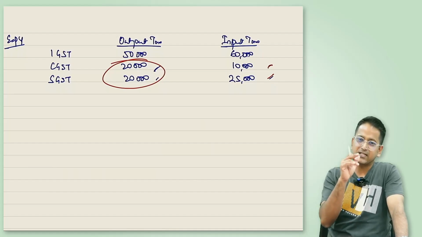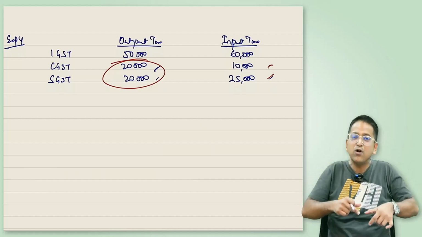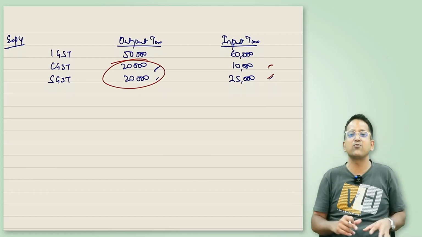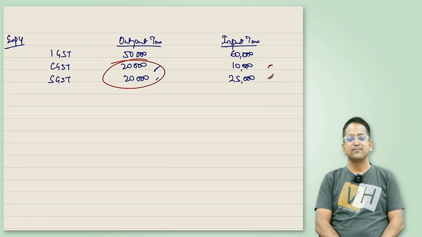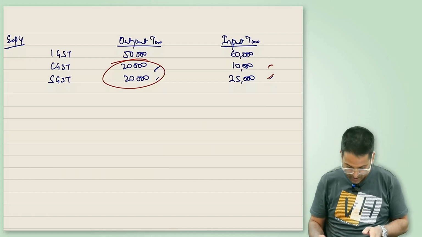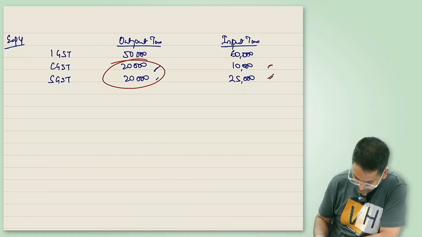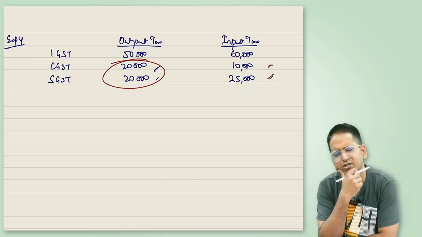So the output tax will always be for the current period only. Therefore, that will always be equal. Input tax can be different. You shared a very important point, sir. Moving on. Now let's do this question.